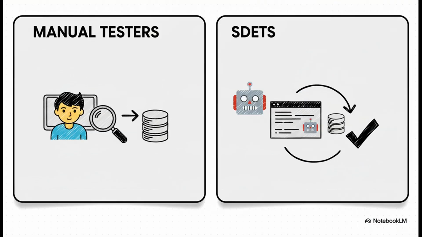That's it. So for a manual tester, that means after you change a user's email on the website, you pop over to your database tool and run a quick select query to prove the change happened. For an SDET, a software development engineer in test, you'd actually put that same query right inside your automation script and write an assertion to automatically check the data, failing the test if anything is off.